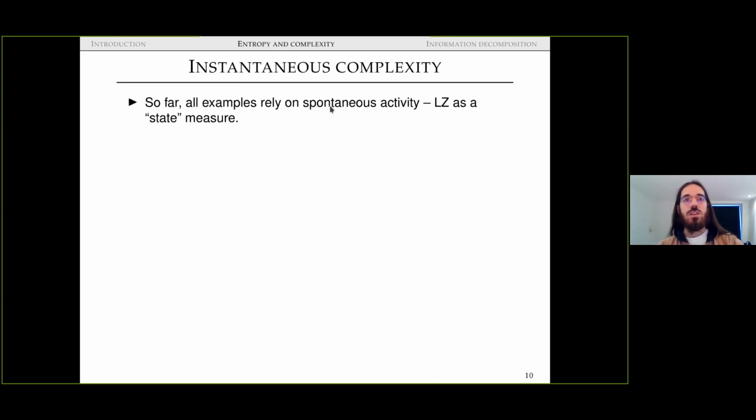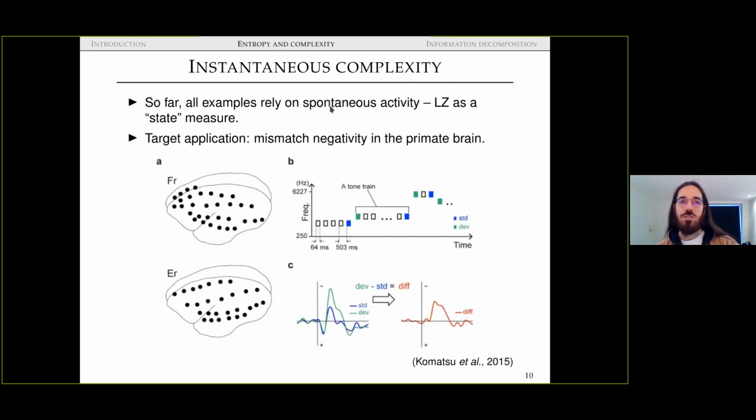And then another limitation of Lempel-Ziv is that so far all examples rely on spontaneous activity. So Lempel-Ziv is seen as a state measure: you have some long recordings that are split into chunks, you compute it and then average, because you need these very long recordings to estimate this properly. As a target application, we wondered if we could use this Lempel-Ziv, or something like it, to study complexity in fast processes like the ones we typically see in cognitive neuroscience.